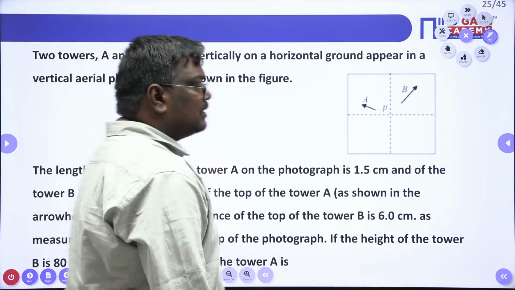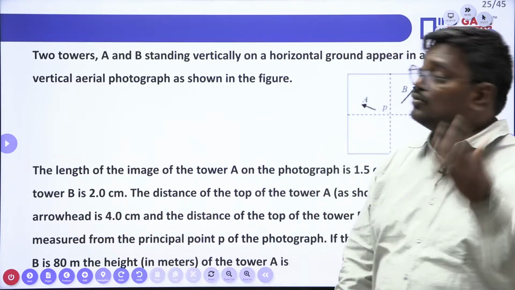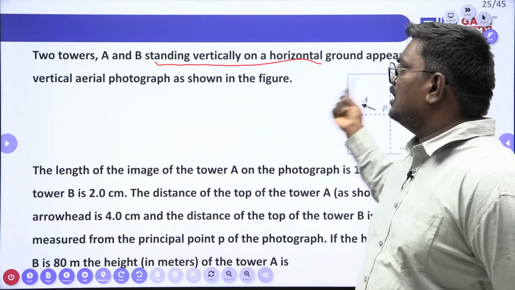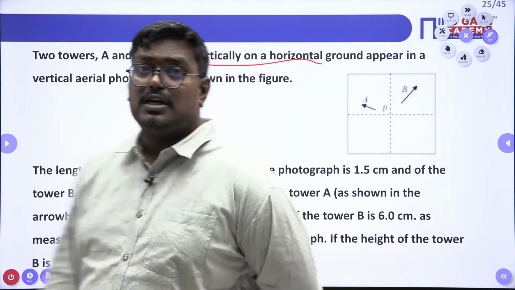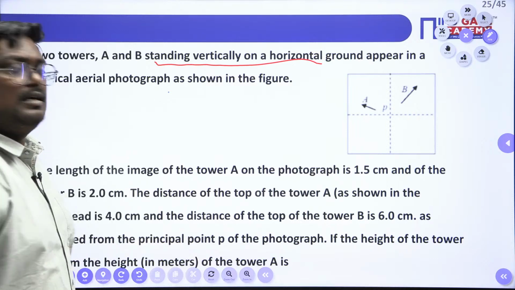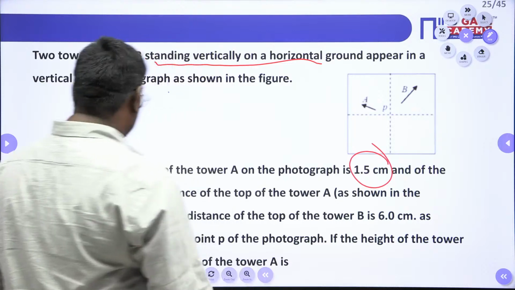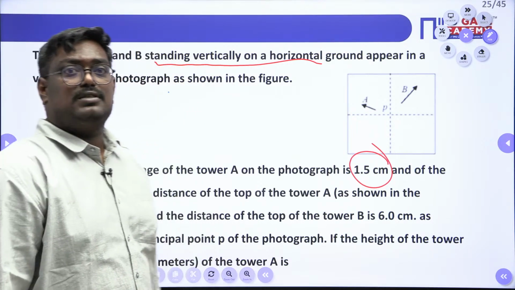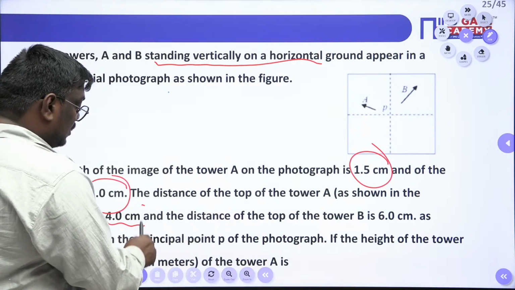Now see students, there are two towers here. Please read this question carefully. Two towers A and B standing vertically on a horizontal ground appear in a vertical aerial photograph. So here what it is trying to say is the length of the image of the tower A on the photograph is 1.5 centimeters and of the tower B is 2 centimeters.